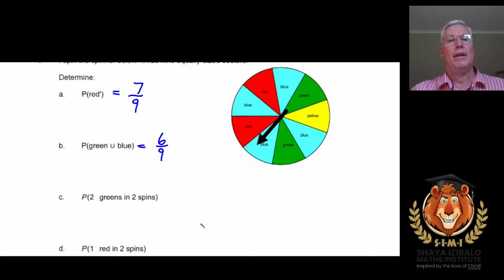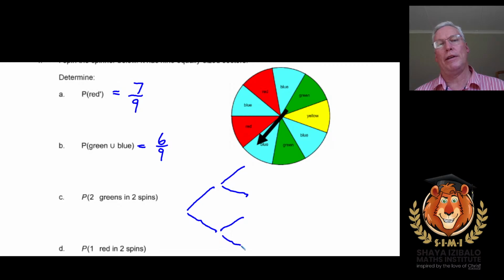Now, the probability of 2 greens in 2 spins. This is where the 2 conceptual tricks in probability come in, the little tools that we can use. One is a Venn diagram and one is a tree diagram. They're helpful in thinking about our thinking. I'm going to think of my 2 spins and draw a little bit of a tree diagram here. I could get a green, or I could get a non-green on the first spin.